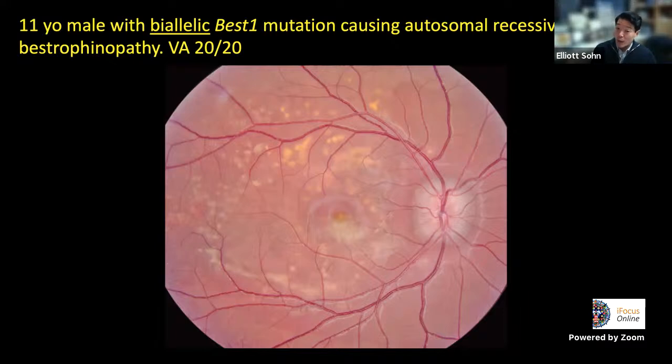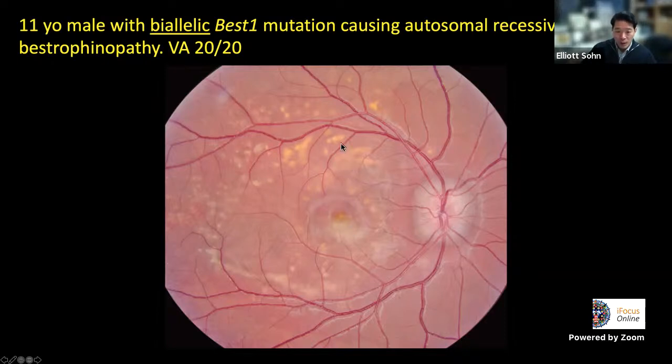Now, I mentioned there's a way that you can have recessive form of Best disease, and this is one of these patients. Here's an 11-year-old with 2 BEST1 mutations causing autosomal recessive bestrophinopathy. So vision's 20/20, if you look at the fundus, there is what maybe might be an old previous vitelliform lesion. You might see a little bit of kind of, not a pseudohypopyon, but maybe some old deep lipofuscin here.